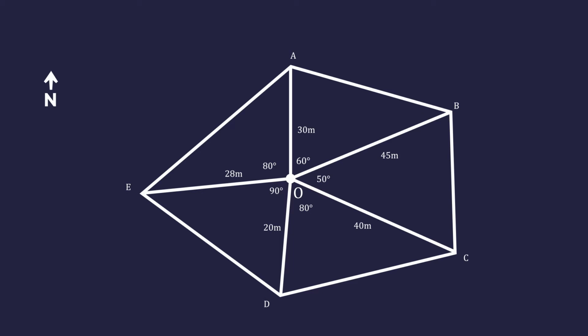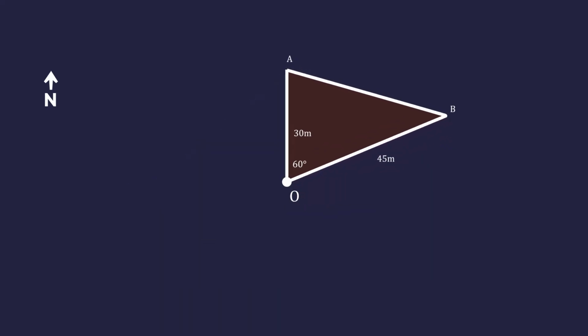We can split this convex hull into 5 different triangles and calculate their individual area and outer edge to get the whole field's area and perimeter. Let's start with the brown triangle, AOB.